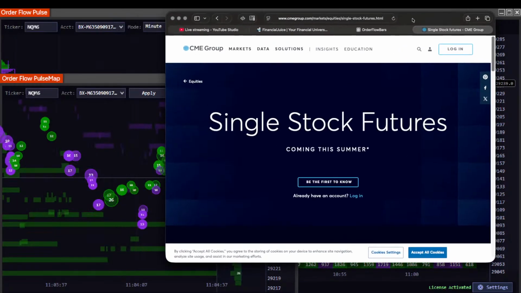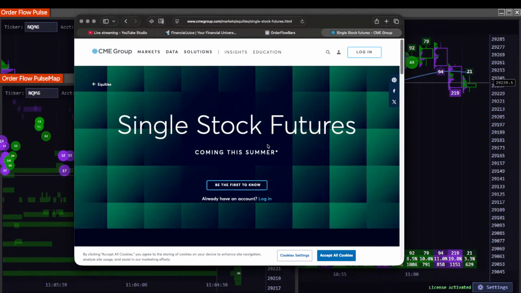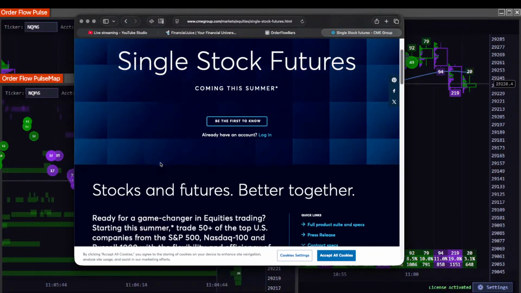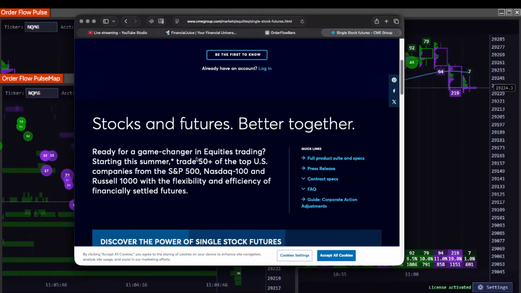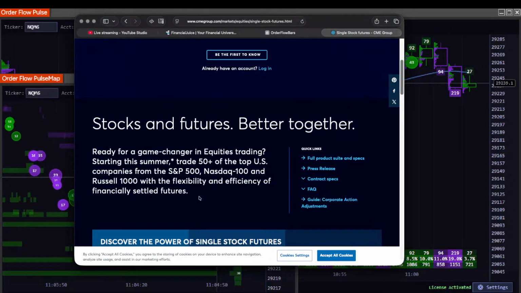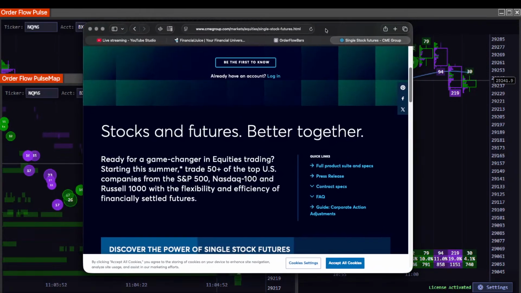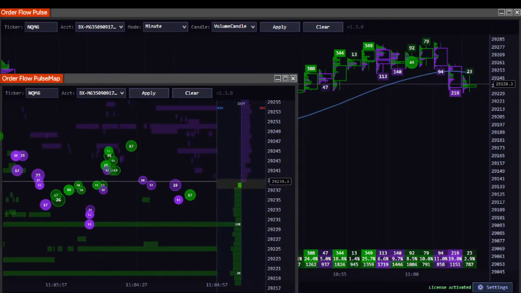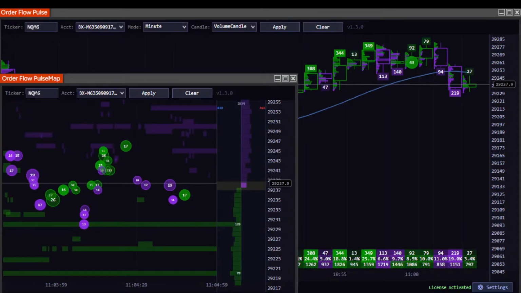This right here, single stock futures coming this summer. That's going to be awesome. Stocks and futures better together. 50 plus of the top U.S. companies from the S&P 500 to the NAS 100 and the Russell. Yeah, this is going to be a game changer, man. That's going to be fun.